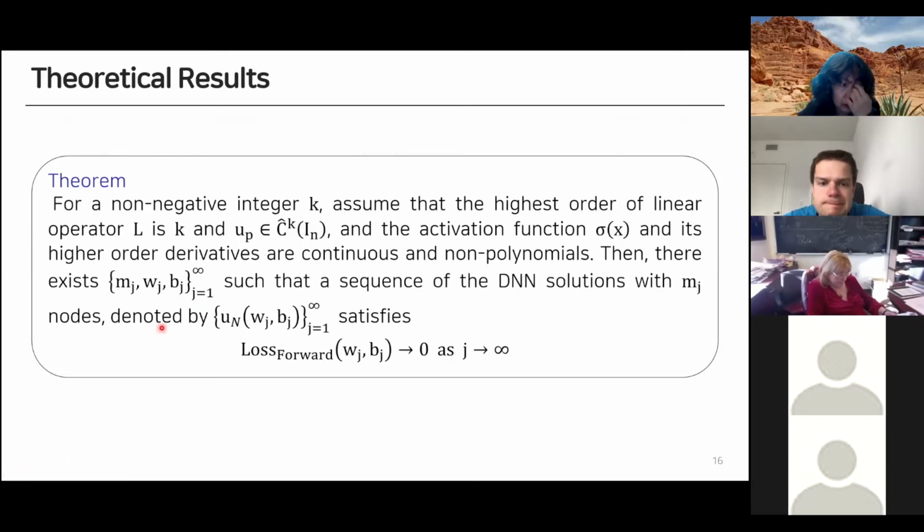Right. And now the convergence theorem, which I stated, can be proved in two steps. The first step proves there exist DNN solutions which reduce this loss function to 0 as the number of nodes goes to infinity. This can be proved by the so-called universal approximation theorem.